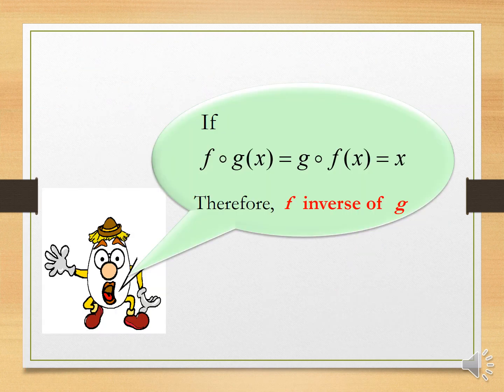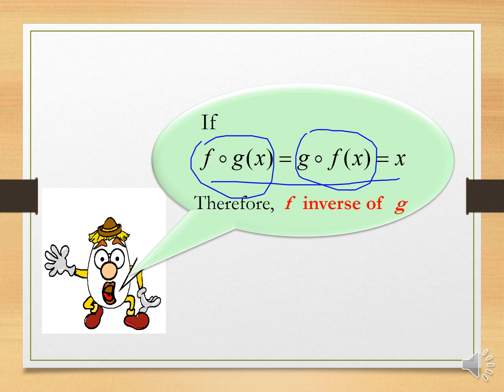If f composite g of x equals g composite f of x and equals x, therefore f is the inverse of g. Remember the composite function? If f composite g is the same as g composite f, and this equals x, we can conclude that f is the inverse of g.